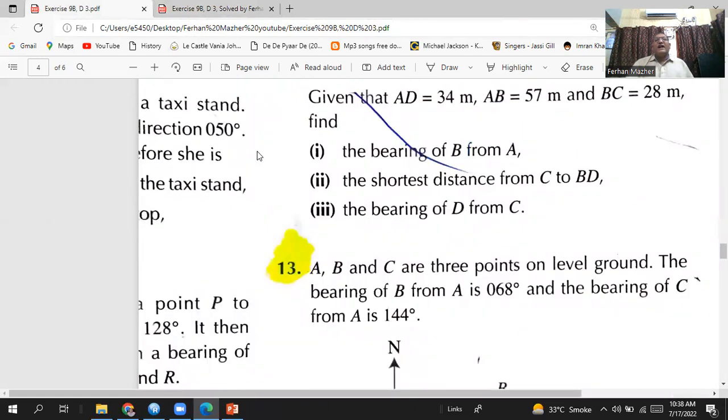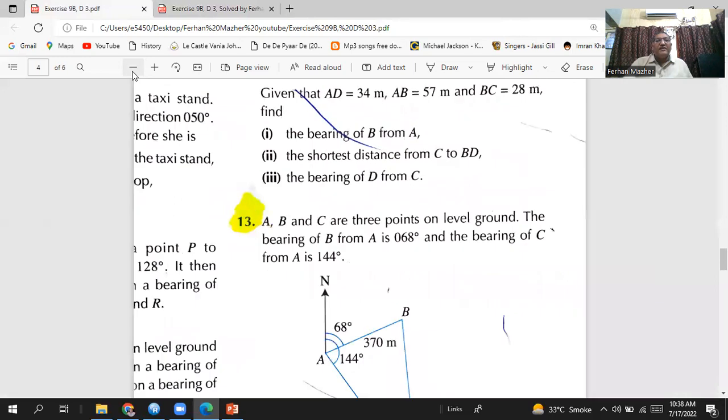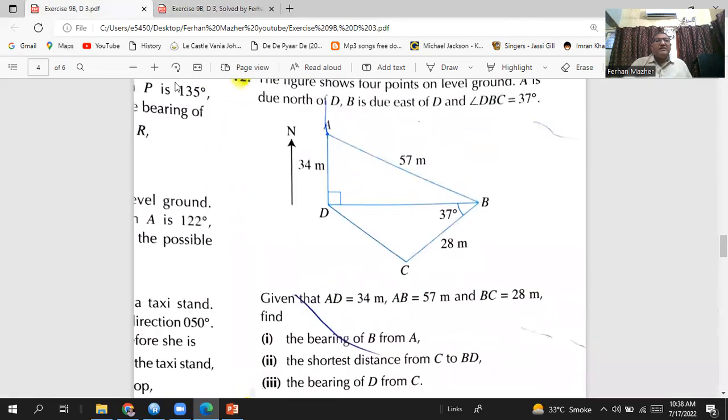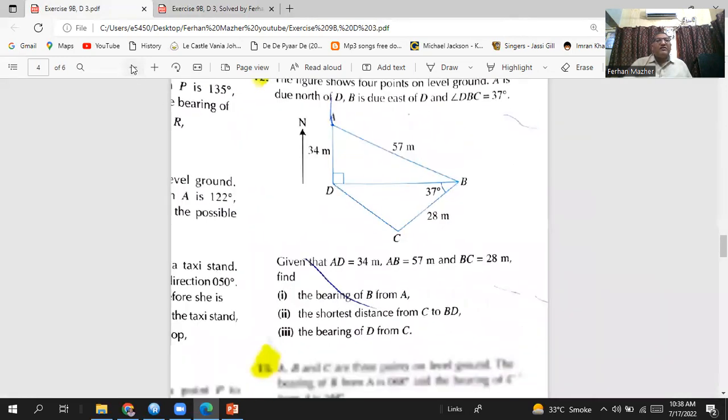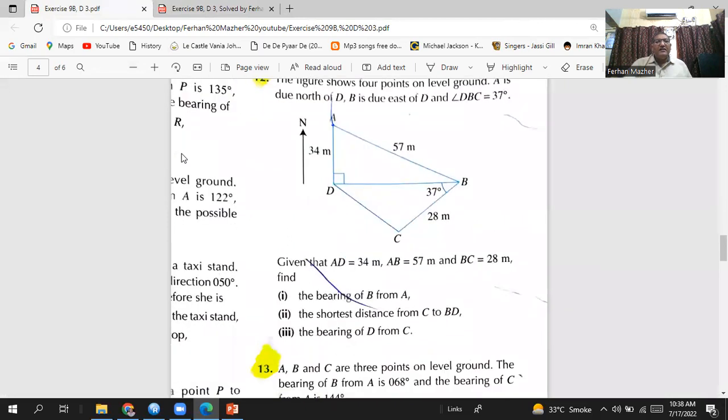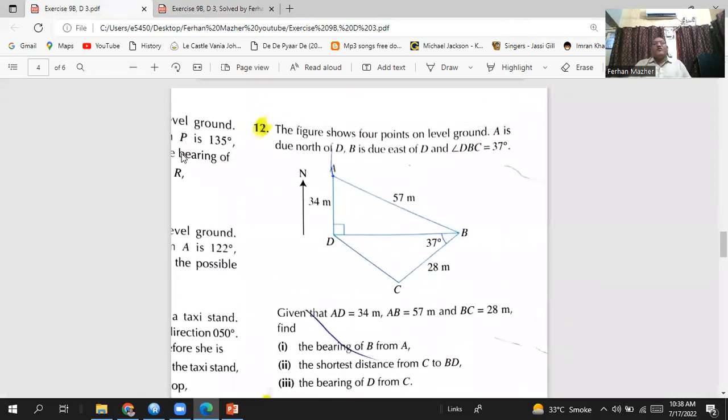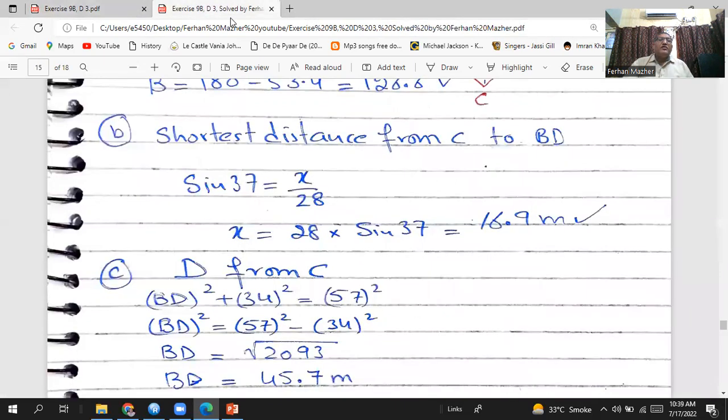Okay, the next question they ask is find the bearing of the D from the C. They want you to find out the bearing of the D from C. D from C means on the C there should be a north line, and from there you should tell how much is this angle.